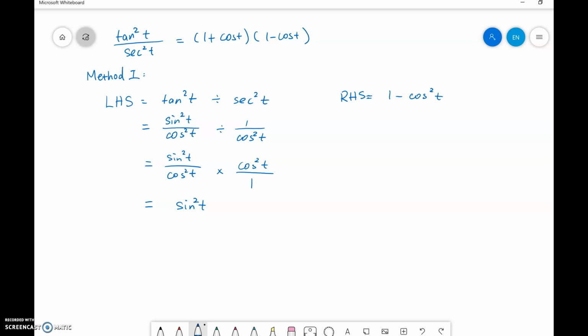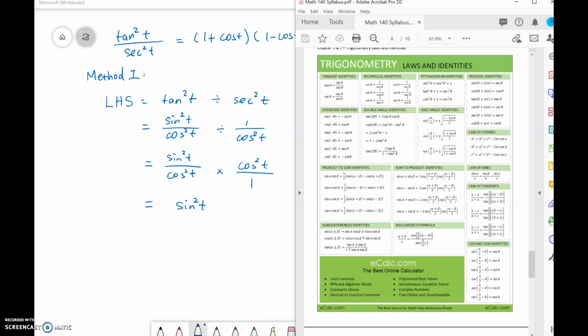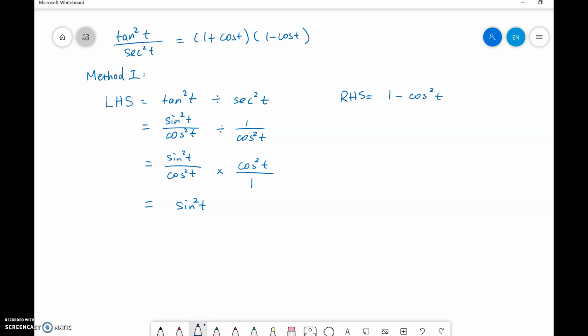Even though I'm multiplying, it's not really giving me any sine from 1 minus cosine squared t. However, this looks very familiar because we do have one identity that says sine squared theta plus cosine squared theta equals 1. So that means 1 minus cosine squared theta is going to equal sine squared theta.